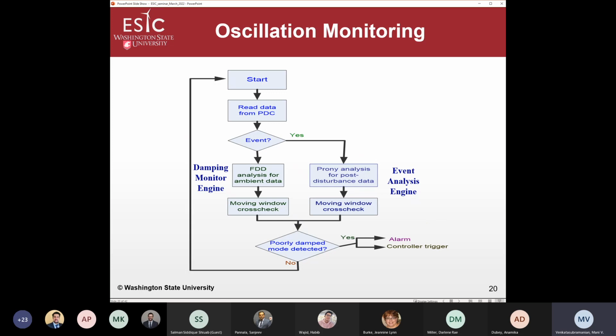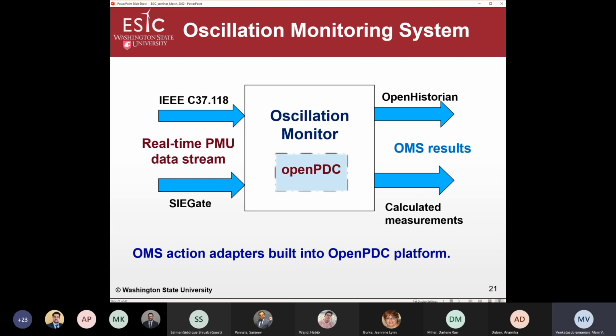So the idea is we will collect the PMU data and then see if there is some event that can be detected by using some kind of anomaly detection tool. As soon as we detect an event, we can do the event modal analysis. And we will be continuing with the ambient analysis in parallel. And usually we like to cross-check if the results from the two engines match, because it's after all coming from the same system, so the results should be close. When we see a low damping alarm from one engine, that should be consistent with what we see with the other engine as well. And when it passes various consistency checks, then we will issue an alarm or alert to operators. And this has been implemented.